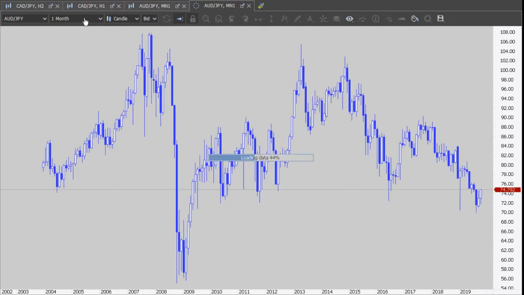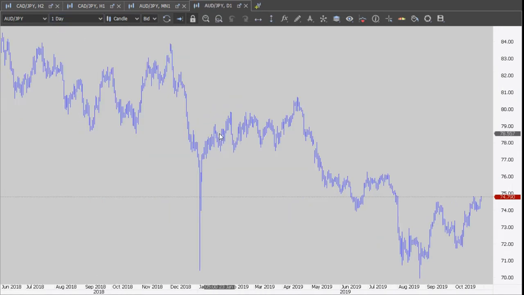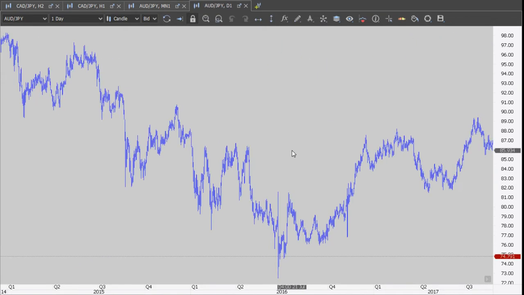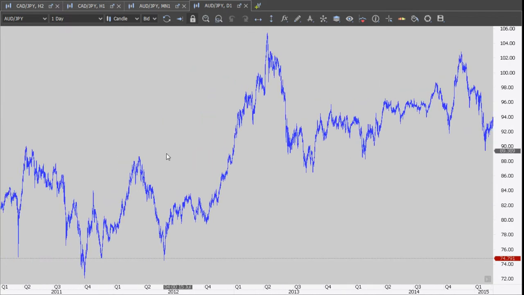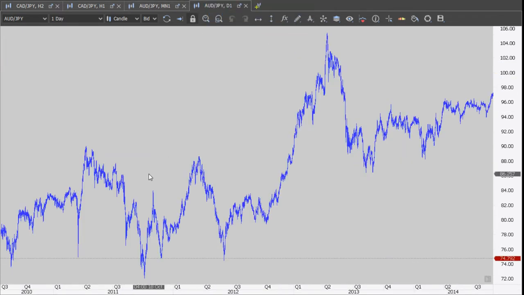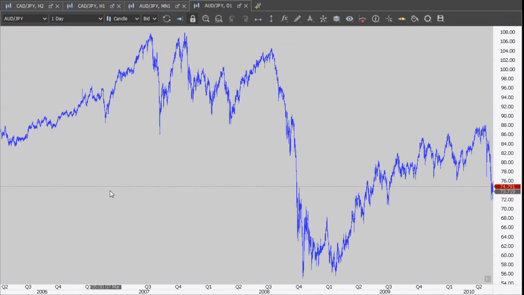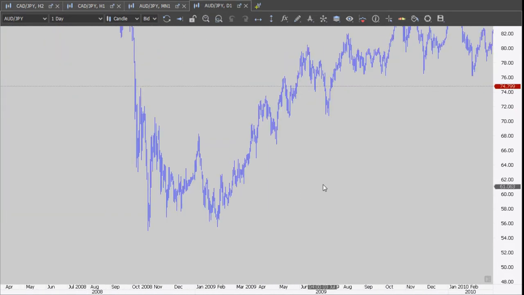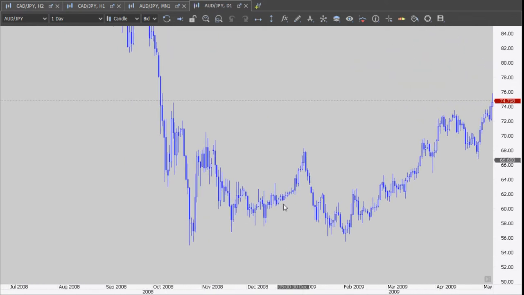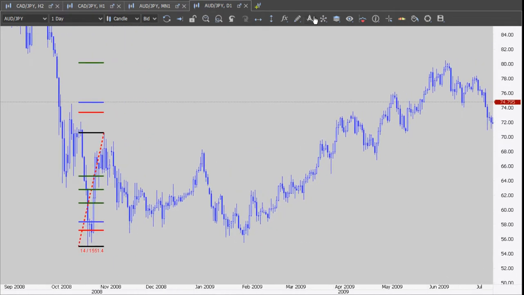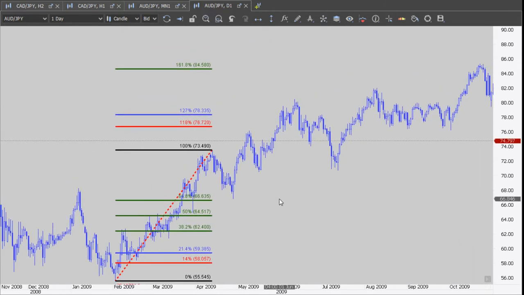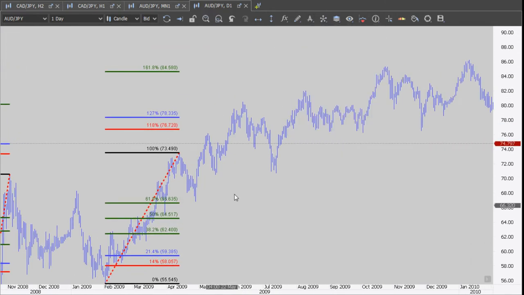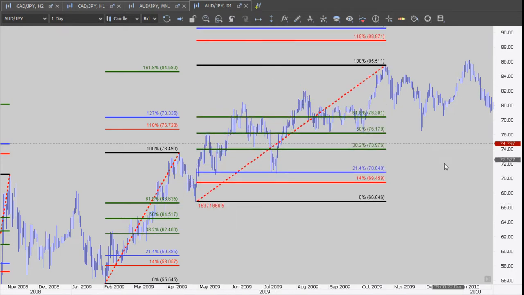And we're going to open also the AUDJPY daily chart. Daily chart, go back in time, back to 2009. Okay, there you go. So this is the daily chart. And from the daily chart, you have the first Fibonacci, and then we are monitoring, so you have the second Fibonacci, and you are monitoring the market, and you have the third Fibonacci, right?